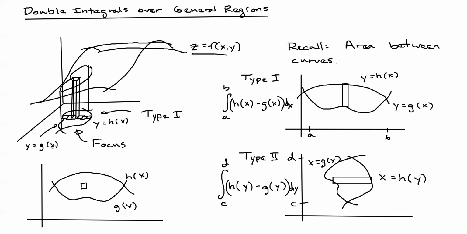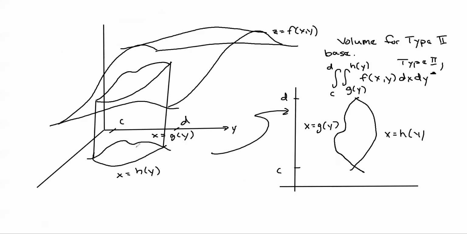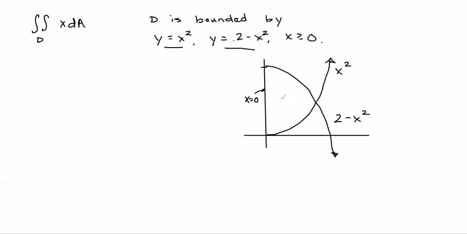If you're given functions in terms of x, where y is by itself and then a bunch of x stuff, that's typically going to be a type 1 shape. Meanwhile, look at the type 2 that we did: we had functions of y where x was by itself. That can be a big hint as to whether you have a type 1 or type 2 object. In this case, we have functions of x, and a single function defines the top and a single function defines the bottom. So this is a type 1 object.